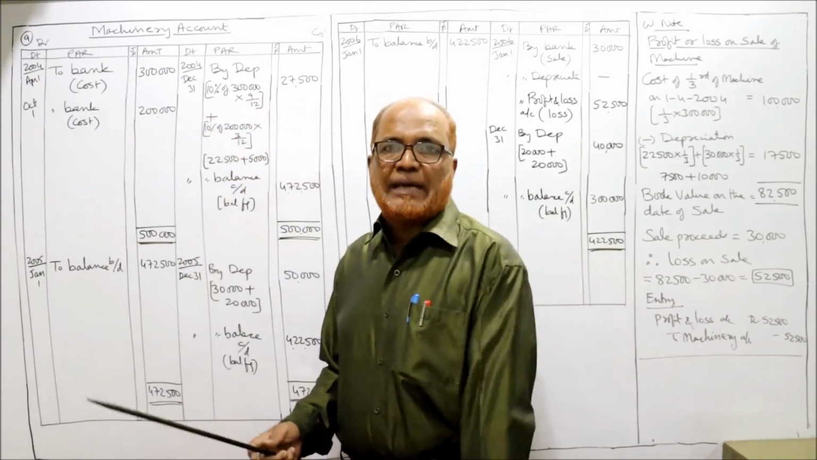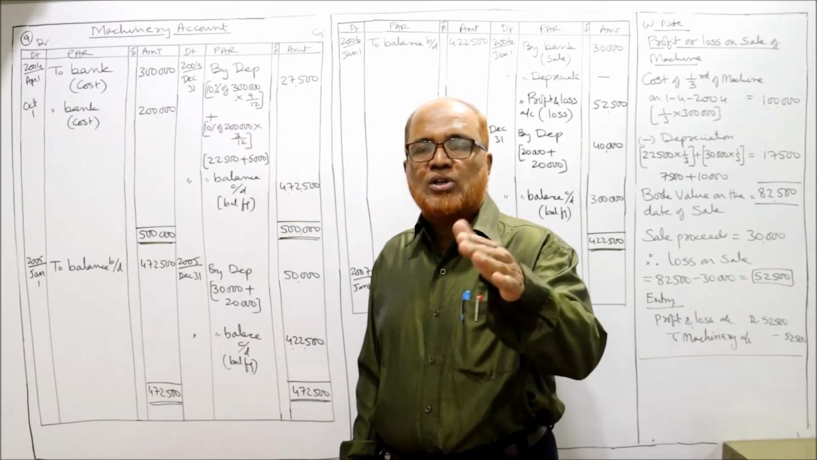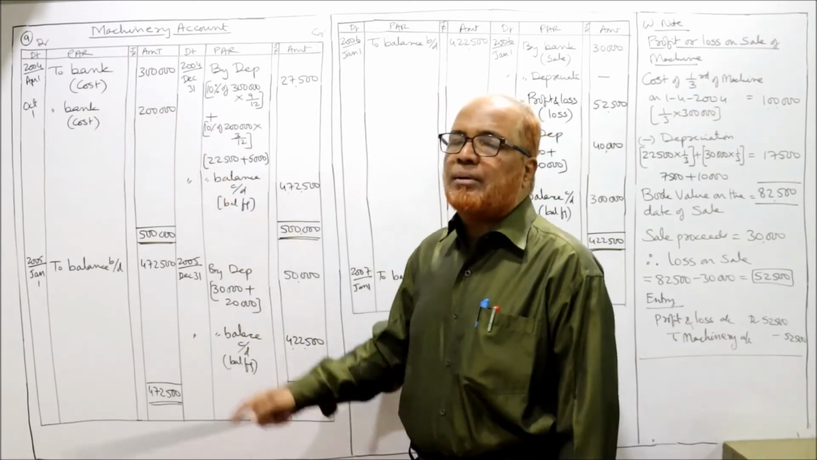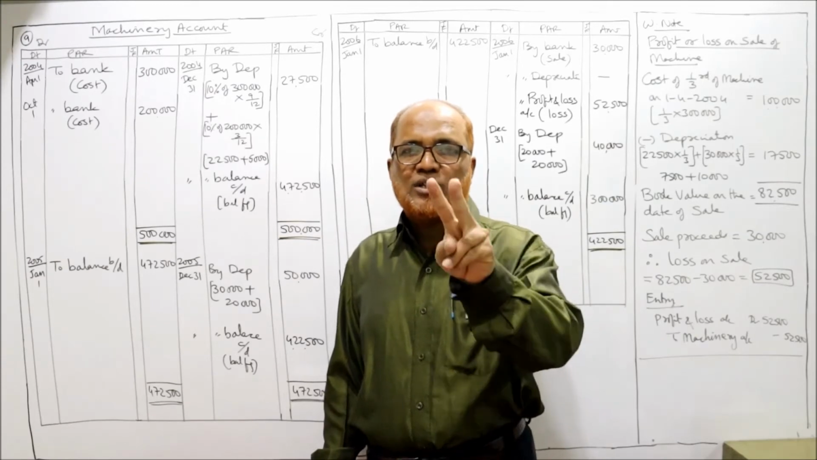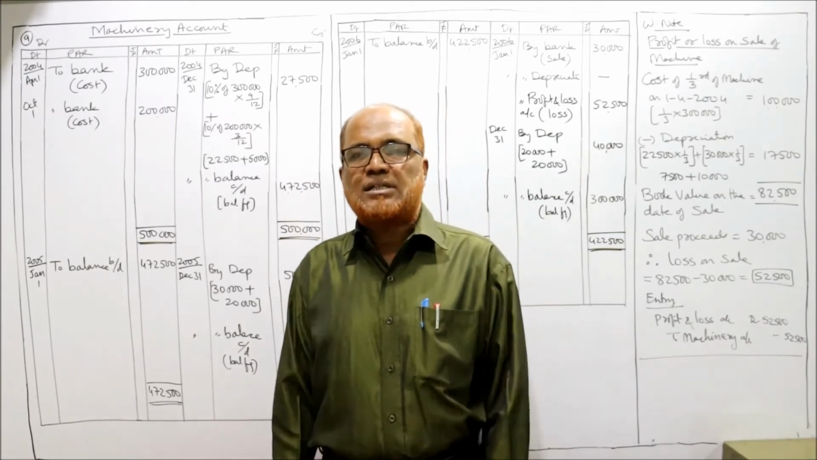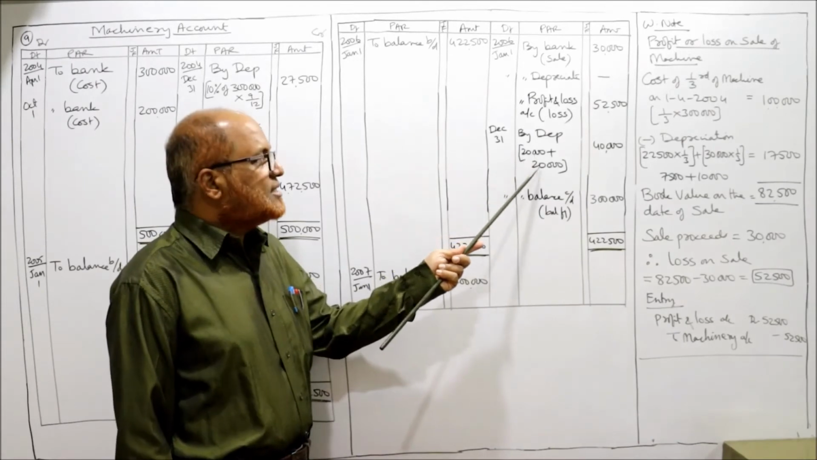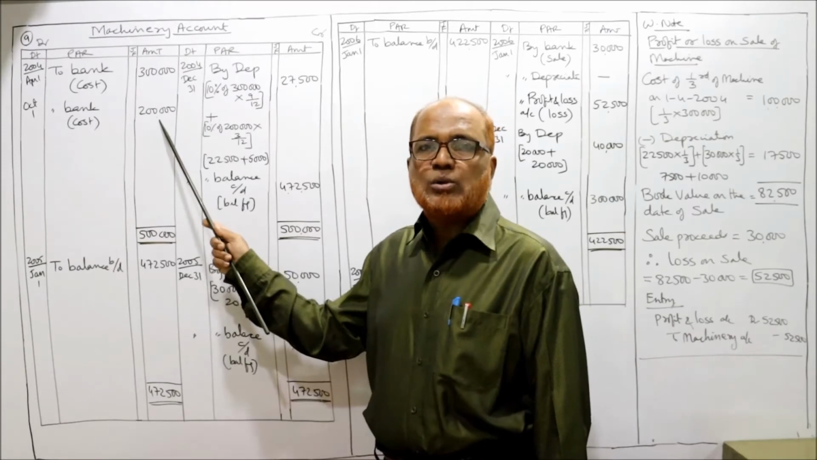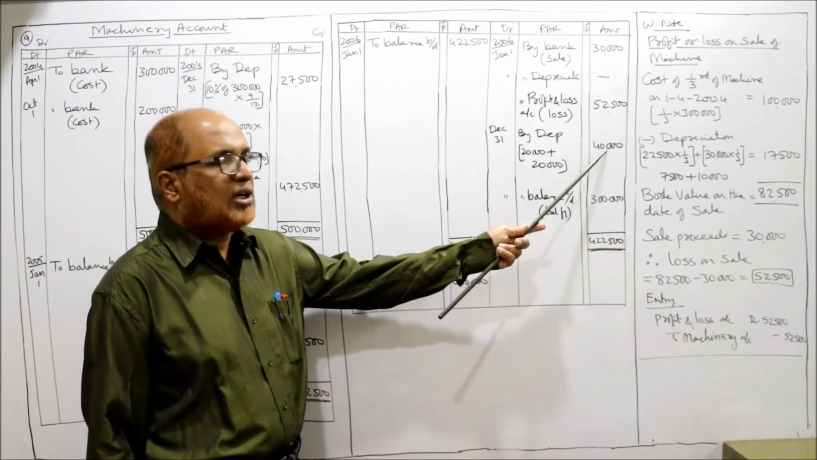Or in other words, you can say, out of 3 lakh, 1 lakh rupees worth of machine was sold away. 1/3 of the machine was sold away. So 3 lakh into 1 by 3, 1 lakh. So remaining machine, 2 lakh. So 2 lakh into 10%, 20,000 is the depreciation on the first machine. Second machine depreciation, 2 lakh into 10%, 20,000. So the total depreciation will be 40,000.